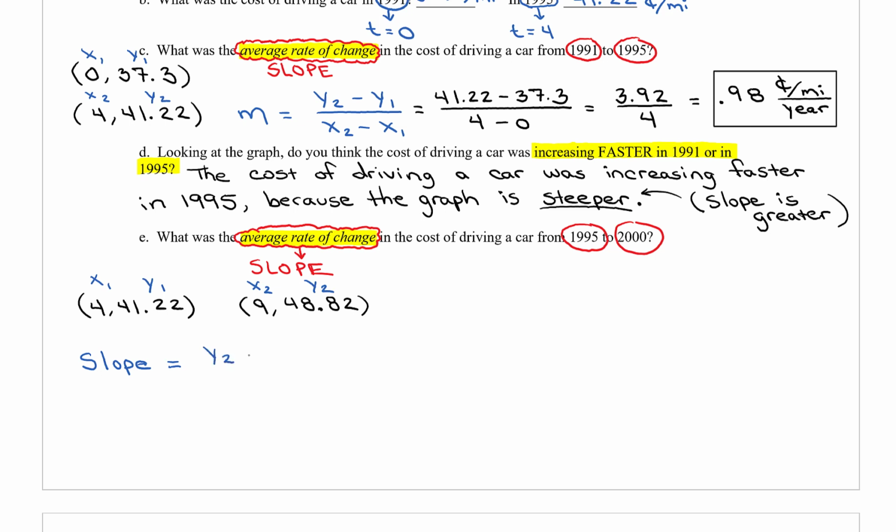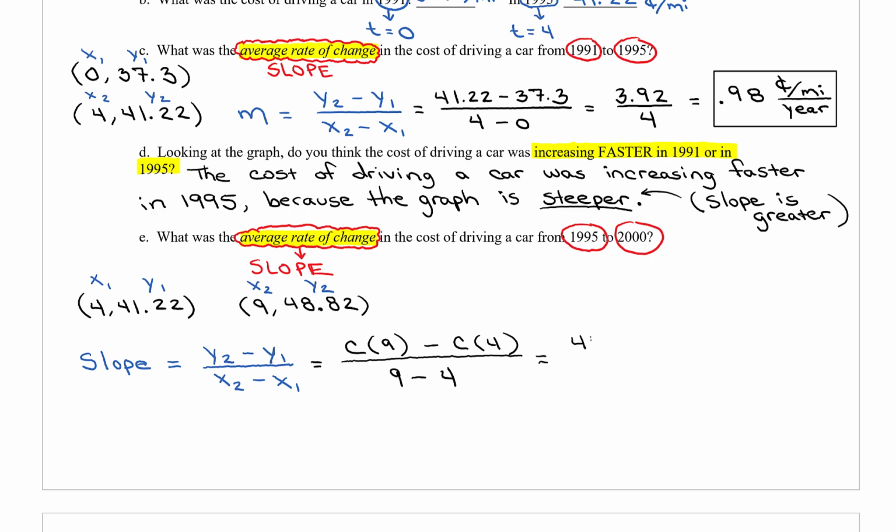Slope is equal to y sub 2 minus y sub 1 over x sub 2 minus x sub 1. And this is going to be equal to, here I'm going to substitute the values from my ordered pairs, the coordinates. So it's going to be c of 9 minus c of 4 over 9 minus 4.